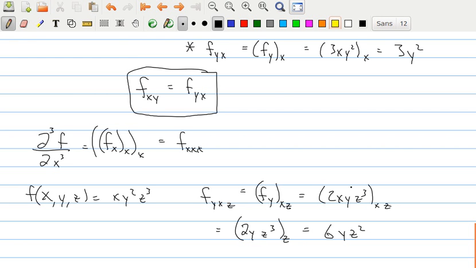So that's the idea of a partial derivative. We're going to generalize this in the coming sections, as we'll see later.